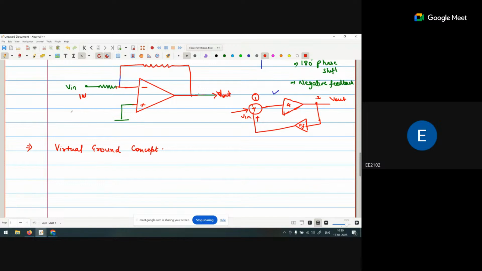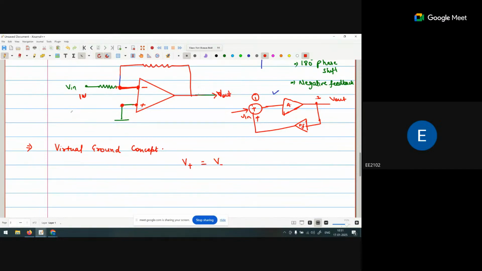What is the virtual ground concept? The virtual ground concept considers that the voltage at the positive terminal becomes equal to the voltage at the negative terminal. Like if I am considering that the voltage at this point and the voltage at this point will be the same. Why? Because it is a wire. There is no particular resistance across it, so the voltage will not be dropped. So the voltage at this point and at this point become the same.